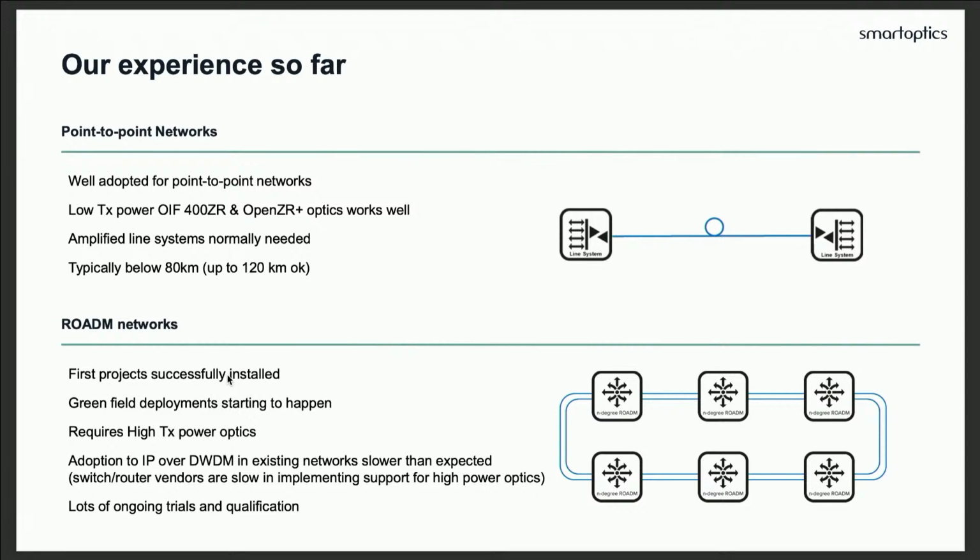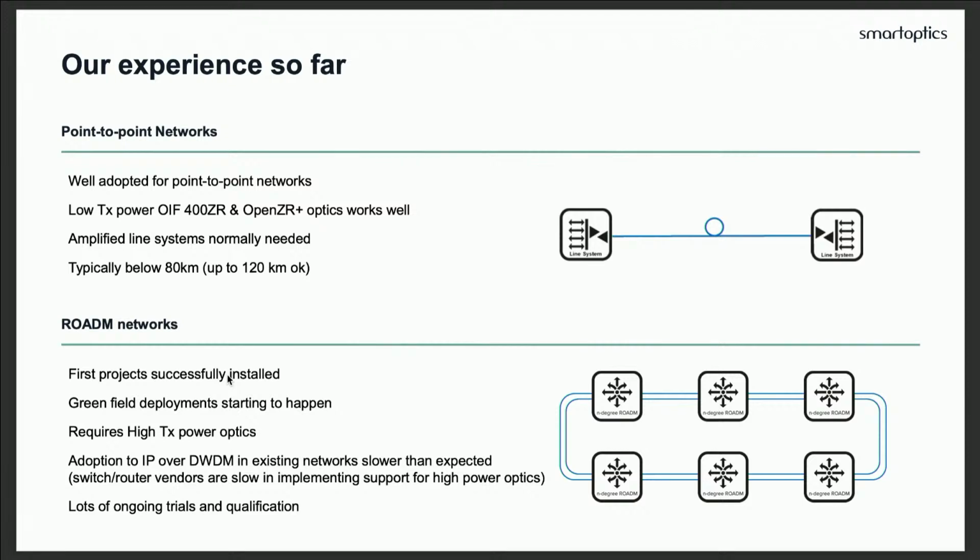So we have the first project already installed. There are greenfield deployments happening right now. The service providers that are just starting to build their networks have one advantage. They can just take on this new technology and build a network that is optimized for IPoDWDM with 400 gigabit coherent optics in their host systems.